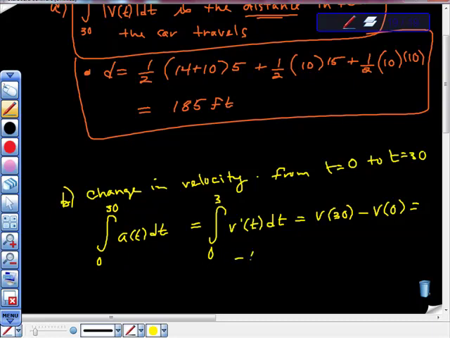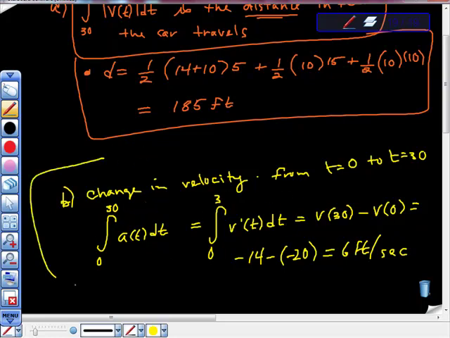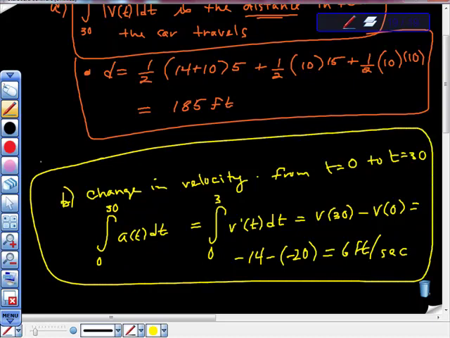which is negative 14 minus 20. Which is only 6 feet per second. So this one was really, really easy, I think. And right, I'm writing my calculus, and I don't even need to use a calculator here. So here's part B. Hopefully that made good sense to you.